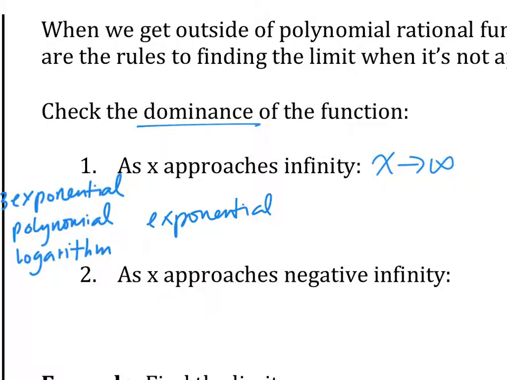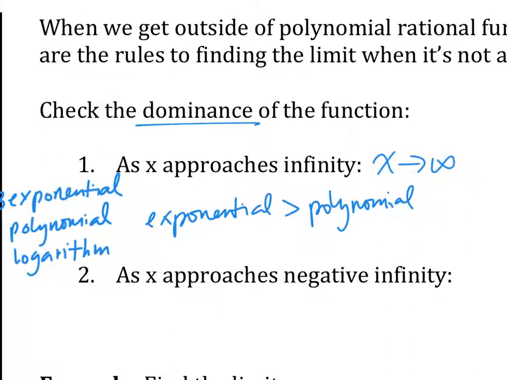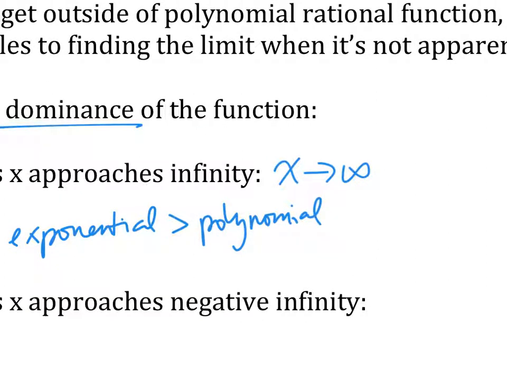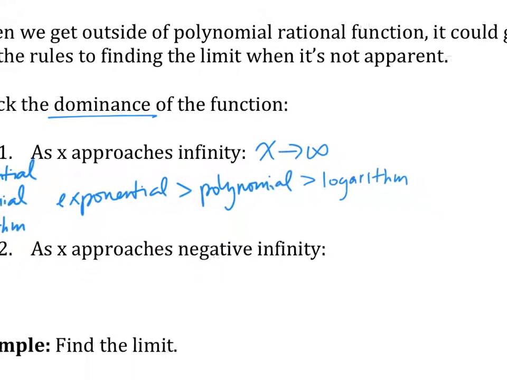You're doing e to the infinity. That's a huge number. And then the next thing will be polynomial. Polynomial can never beat exponential, even if you have an x to the 1,000. When you're going to infinity, it really doesn't matter. Okay, the last thing is logarithm. Logarithm is a slower rise, so logarithm is going to be the smallest.